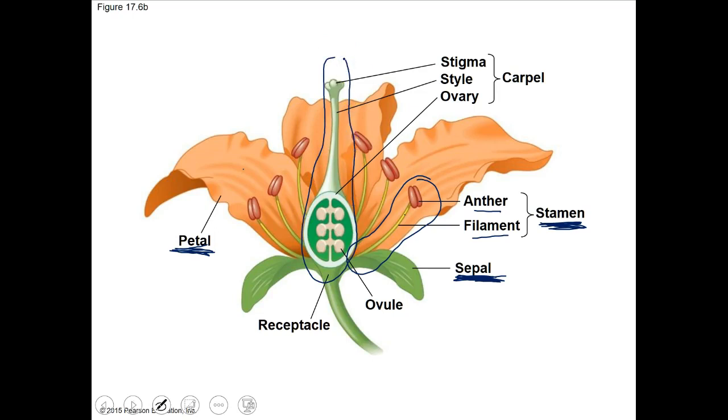And there's the stigma, which is the sticky part on top, the style, which is sort of the long tube, and then the ovary, which houses kind of where the seeds will form. So the ovary is there. And so all those parts lead us up to the carpel, which is the whole female part of the plant.